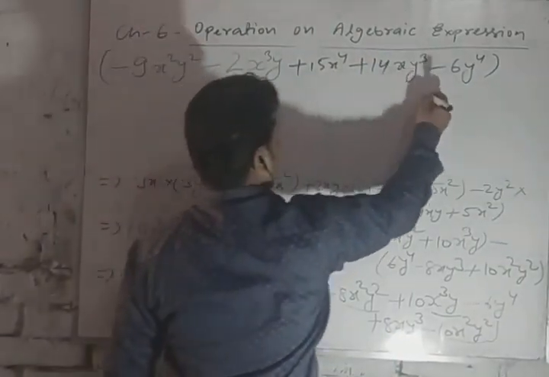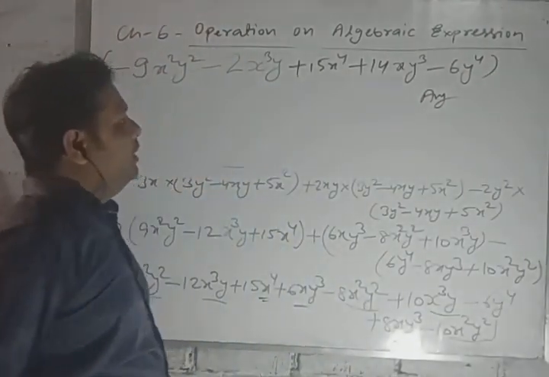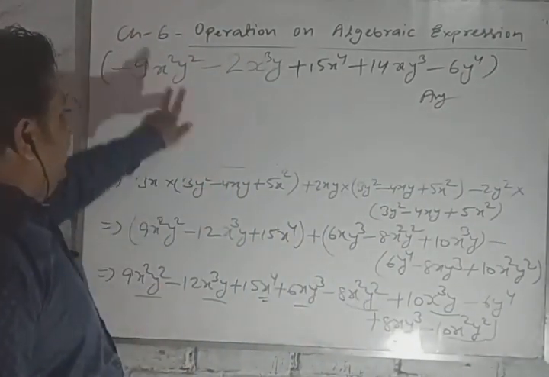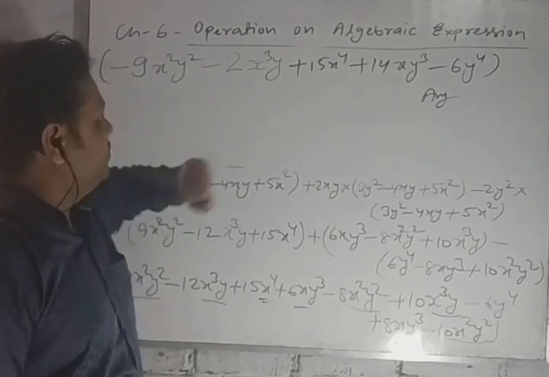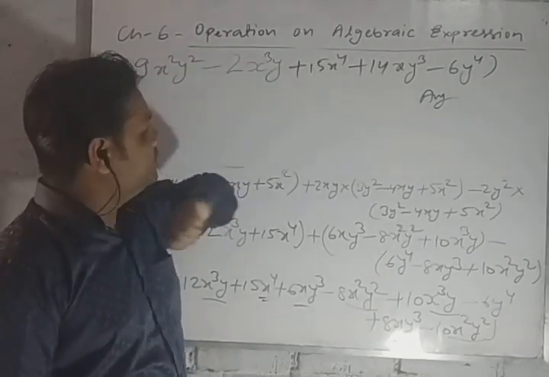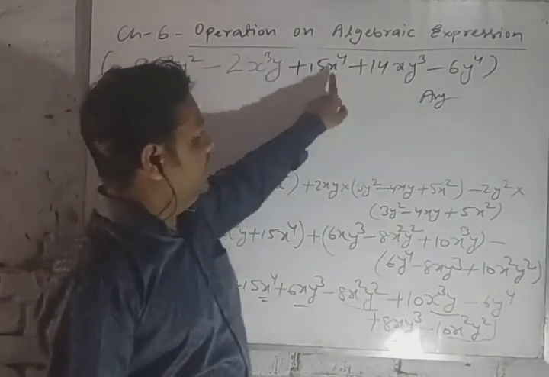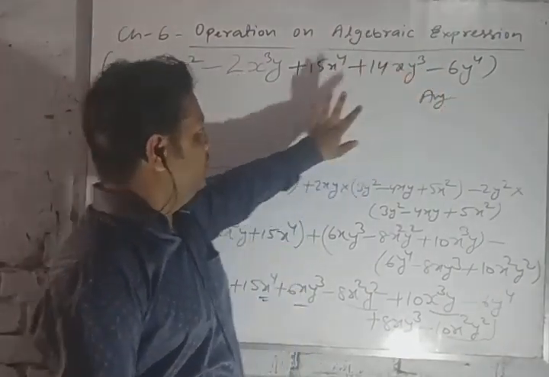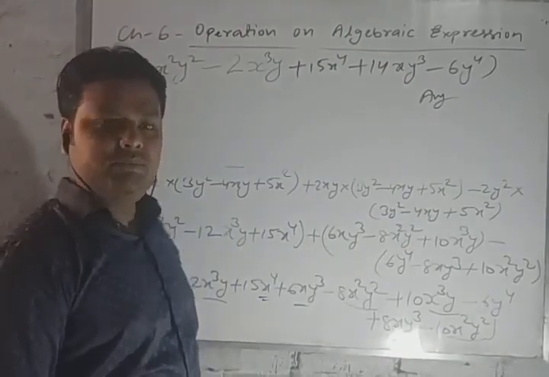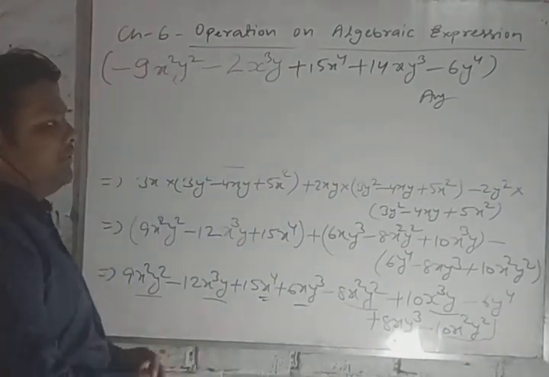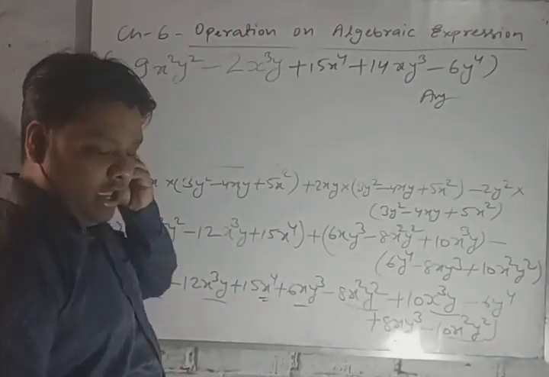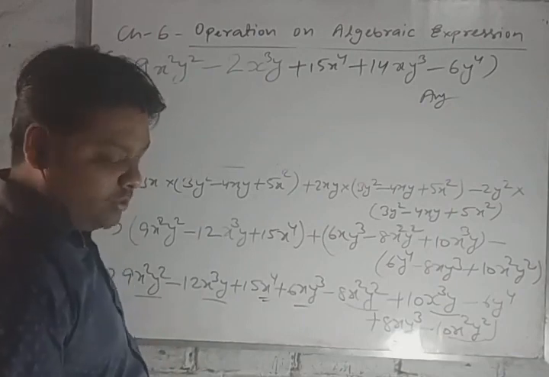So this one will be our answer, because now all are unlike terms. Here x square y square, no other x square y square, x cube y, no other x cube y. It is xy cube, not x cube y. So both are different. Here x to the power 4 and here y to the power 4. So these all are unlike terms. So now this is our answer. Okay, students? I hope that you all have understood.